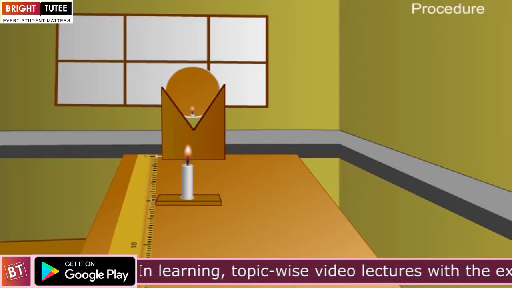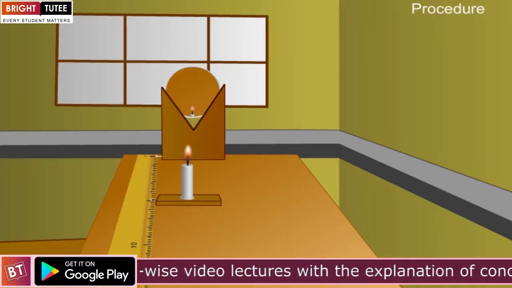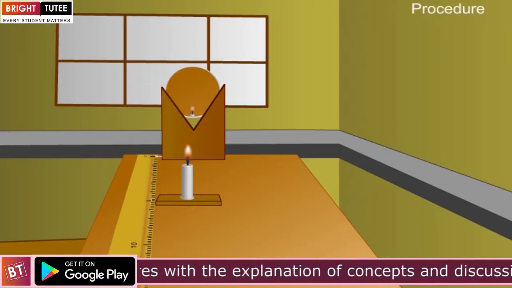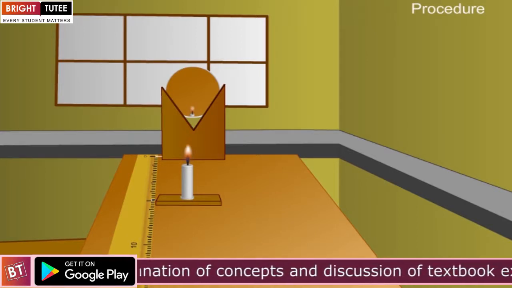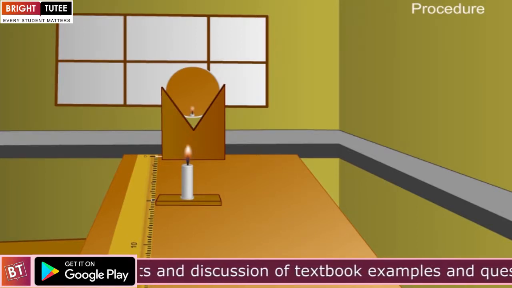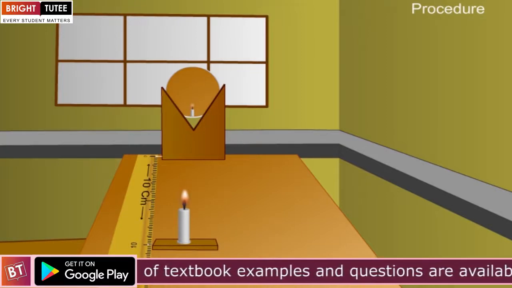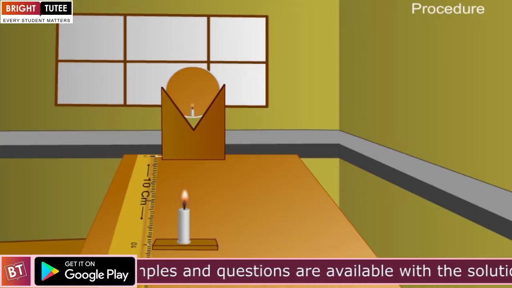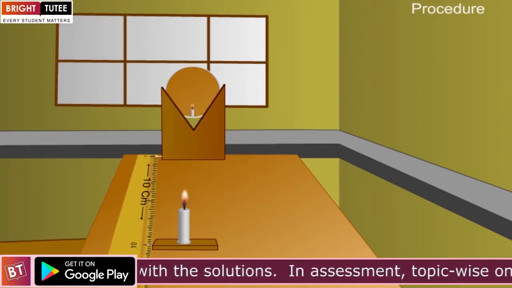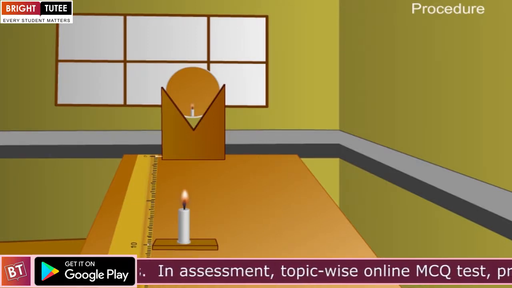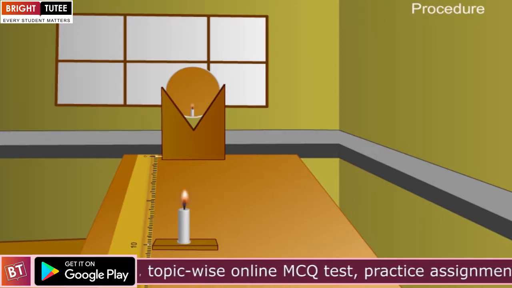You observe that the image is erect, diminished and formed behind the convex mirror. What does it show? That the image formed is virtual. Now, on moving the candle backward by 10 centimeter, again observe the image formed by the convex mirror, and do it by taking the candle at different positions.